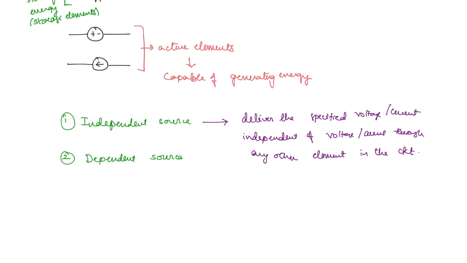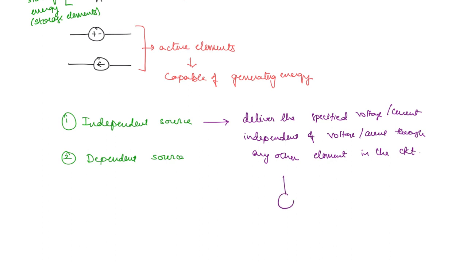This is usually represented by a circle. So this is the voltage source, let us say Vs, and this is the current source. There will be DC as well as alternating current sources. If it is an alternating current, then you can simply write the alternating current symbol. So these are the independent sources.